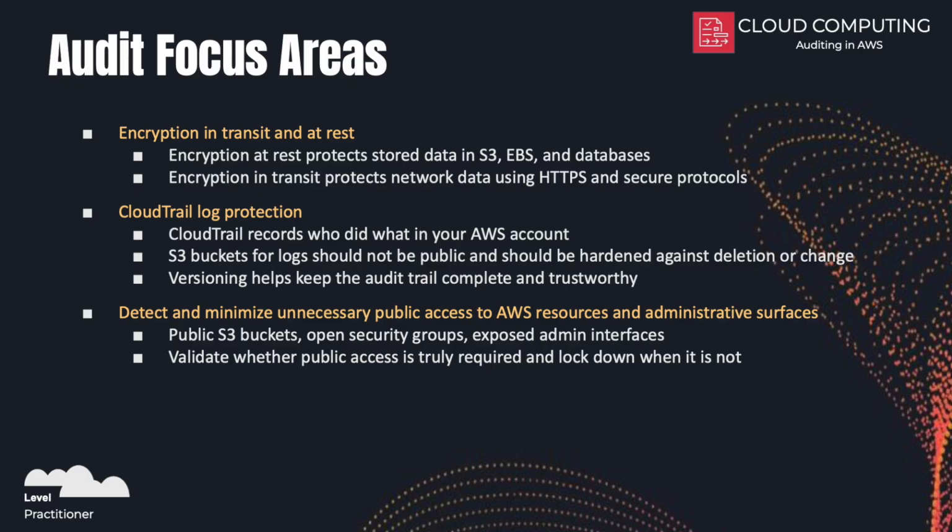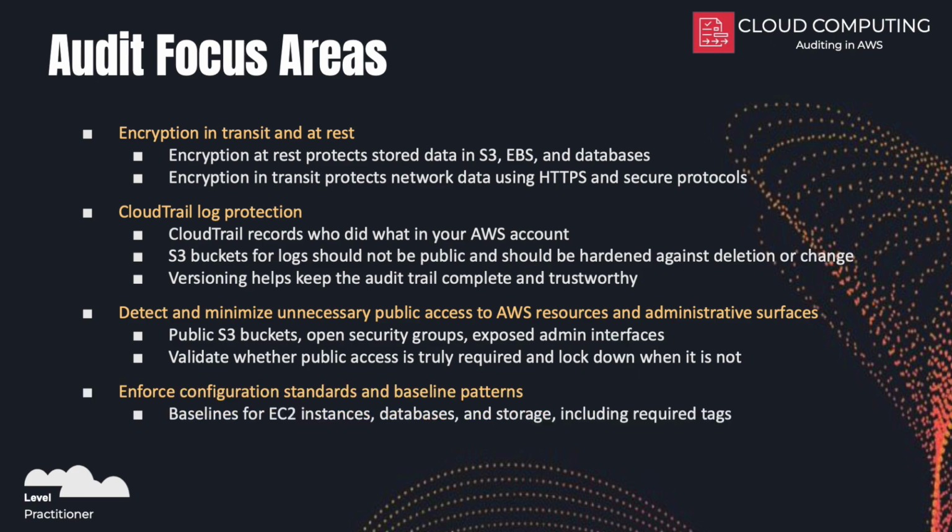The next thing is configuration standards. Many organizations define a baseline configuration for things like EC2 instances, databases, or storage. For example, you might require certain tags on every EC2 instance or block specific ports. Auditing means checking that resources follow these rules and quickly spotting anything that doesn't.